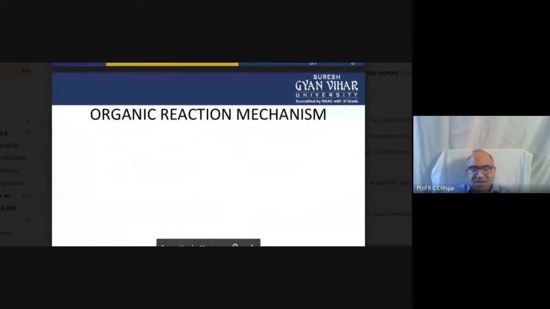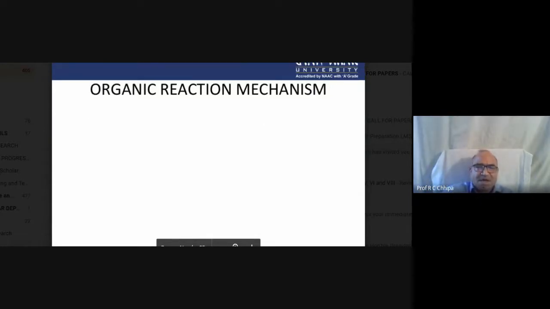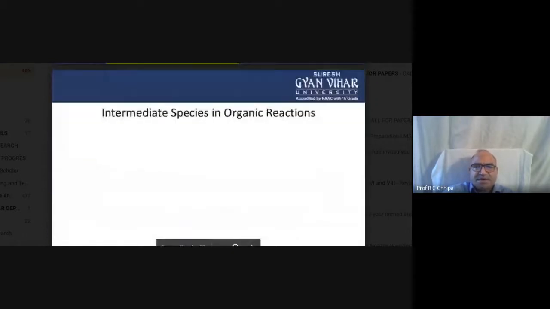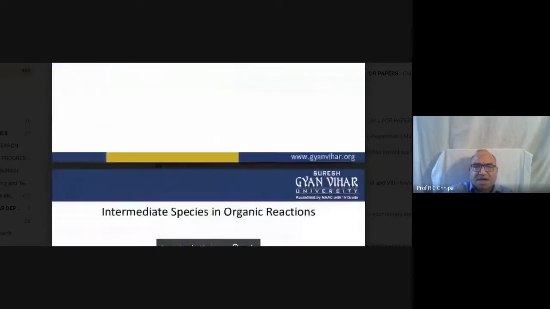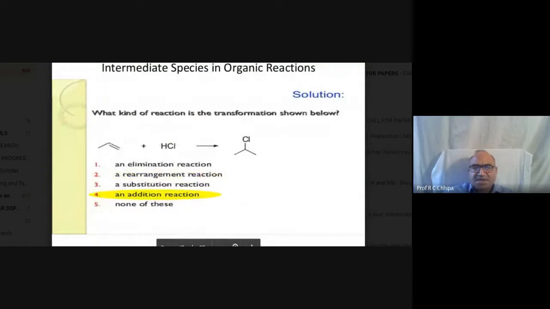So overall we can say that there are four major intermediate species, which are responsible for various organic reactions. The first one is the ionic species. Whatever the ionic species, in the case of H positive, the hydrogen cation, this is the electrophile. So in this case, whatever ionic species is formed, it is either the electrophile or the nucleophile.